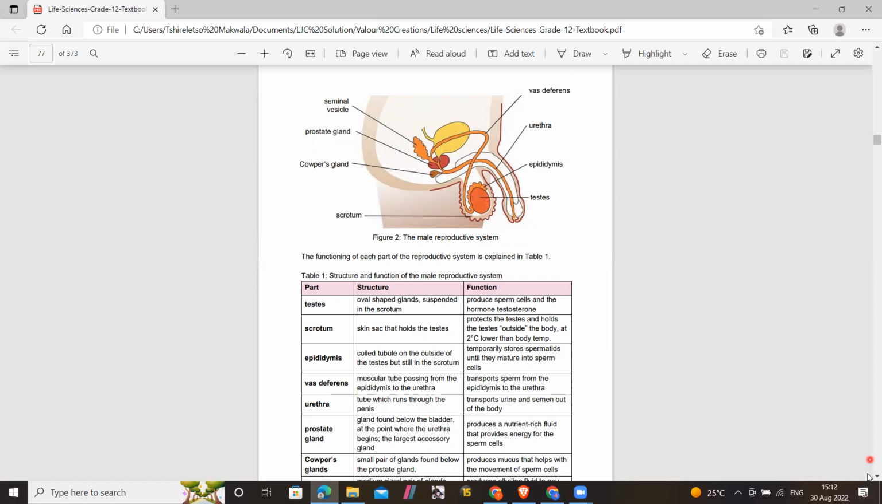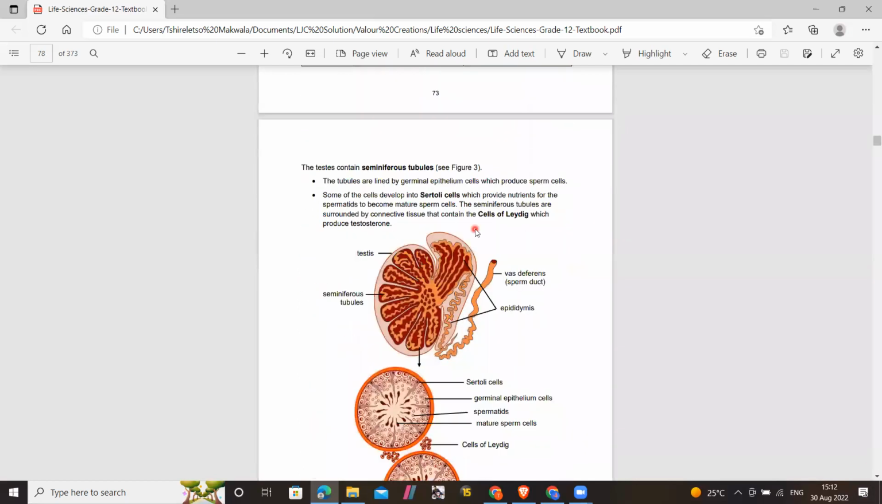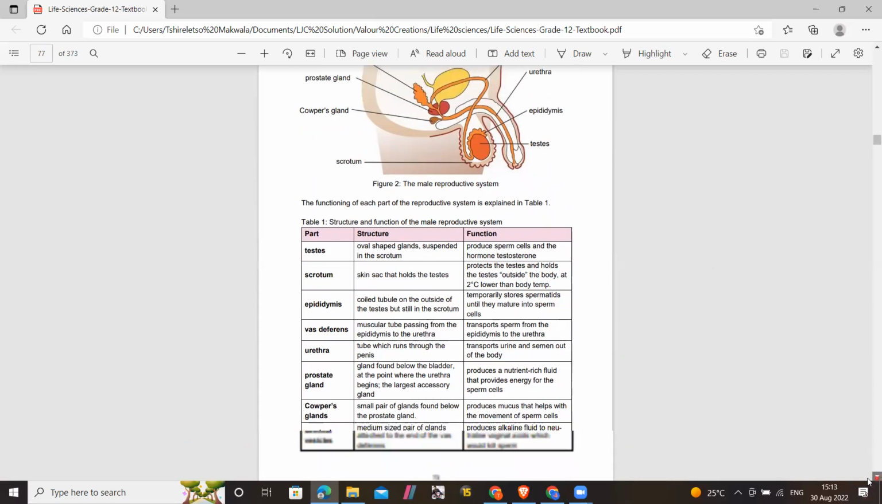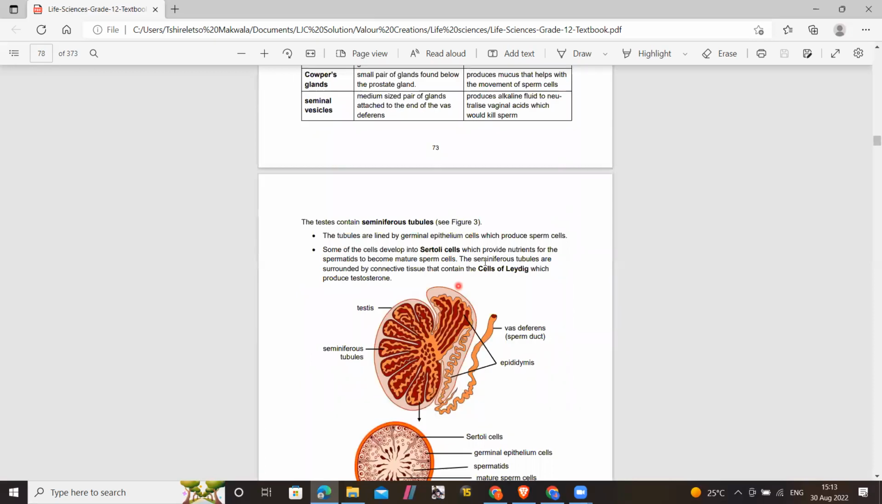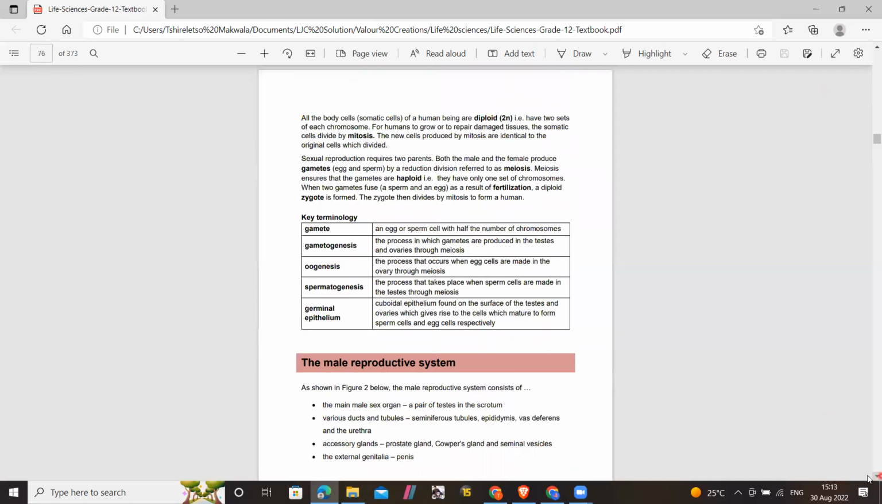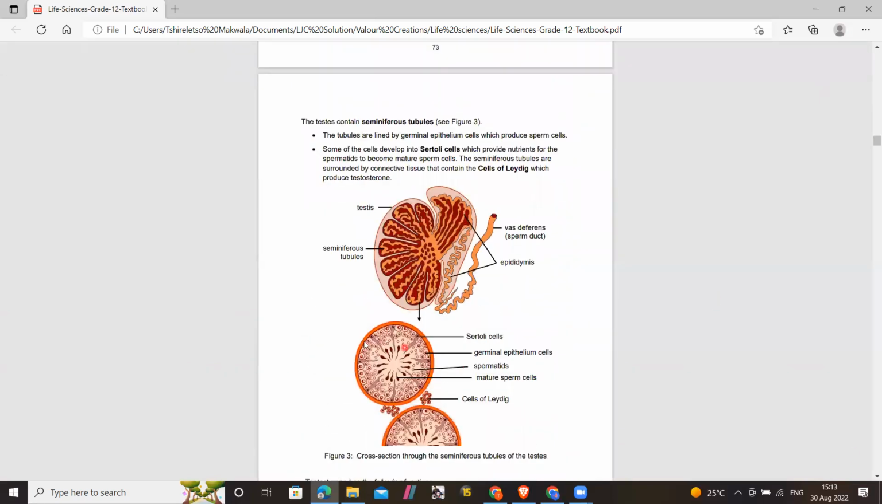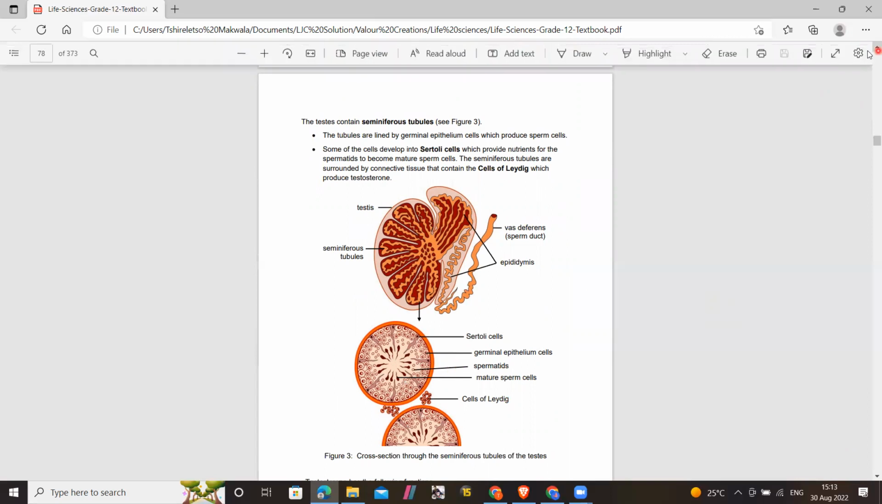So the spermatids will come from the seminiferous tubules, and then they will be stored in the epididymis, where the Sertoli cells help the spermatids mature into sperm cells while they're still in the epididymis. So that's basically how this thing starts. And this is another cross section of this tubule, but we'll come to that.